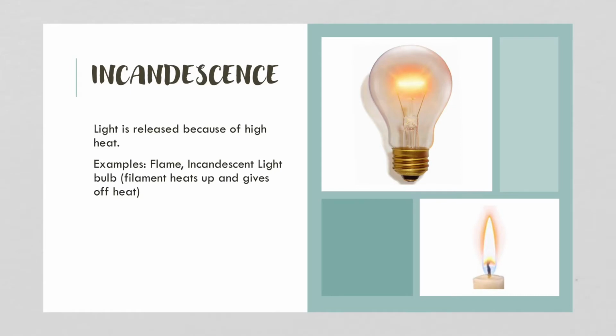The first type of light we're going to look at is incandescent, and that's when light is being released because of high heat. So some examples of incandescence would be a flame. Whenever you're burning something, it's releasing heat and light at the same time. So that's why we can see the flame. And then incandescent light bulbs are also a form of incandescence, hence the name.